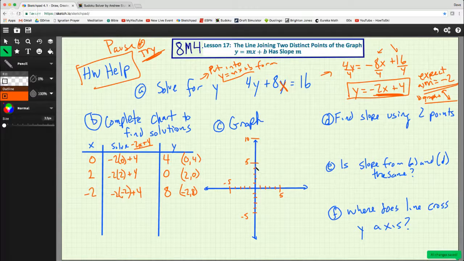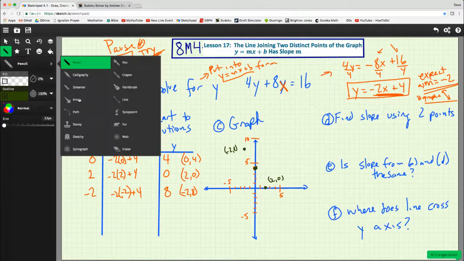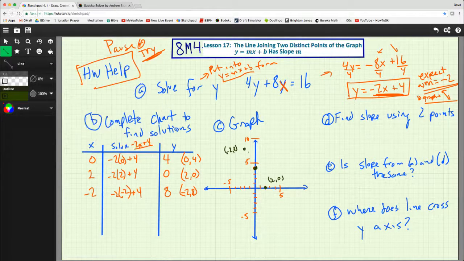All right, so let's plot our points. 0, 4. Let's plot them in a different color. Let's go back to our green color. That's 0, 4, 2, 0, negative 2, 8. Let's draw our line. Line, line, line. Boom. Okay, let's choose these 2 points, negative 2, 8 and 2, 0. So there's our graph. That's C.